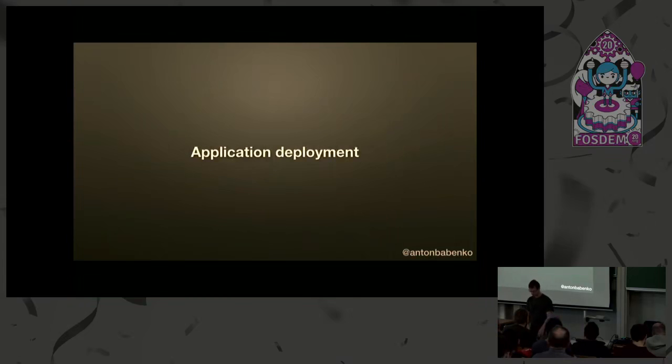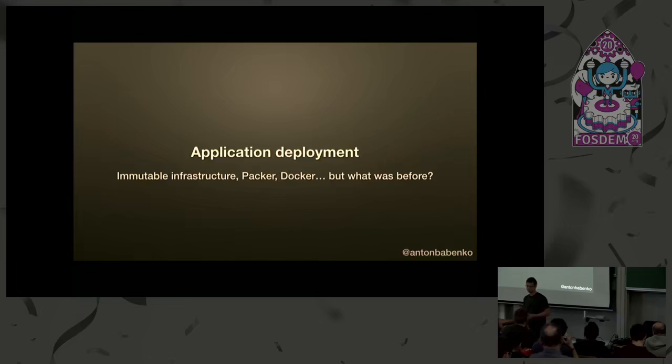So, application deployment. I have a little bit of time, and I want to ask you, what was before? I mean, at this conference, you've heard about immutable infrastructure more than once. You all know what Packer, Docker, Schmocker are. There are many different tools out there. But what was before? How did you do it before all of this? Maybe in some places you still do it, like I did, and I still do for some of my projects. So anyway, how do you do this?